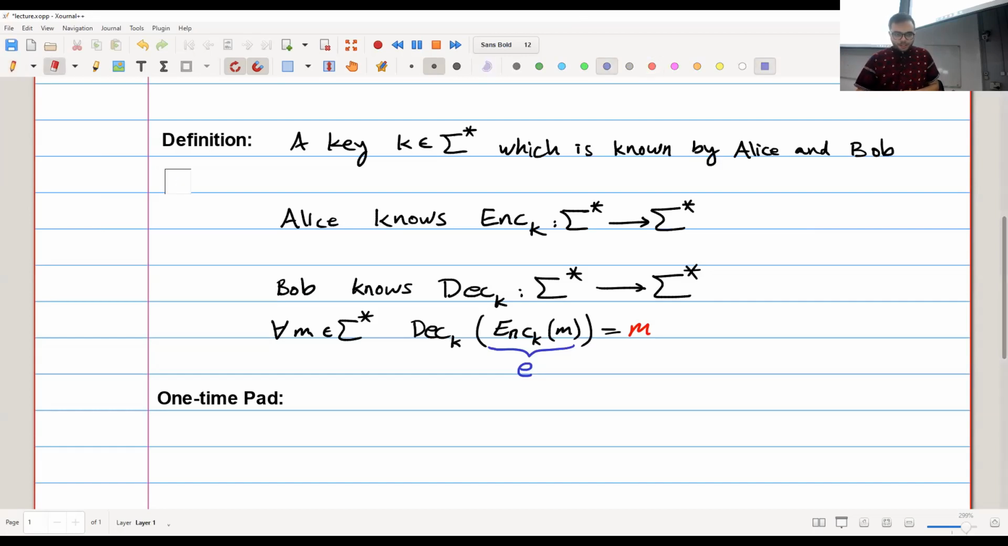So let me do this. My eraser does not work as usual. I have to figure out how to work with Windows at some point, but okay.